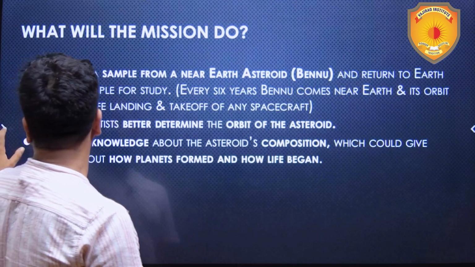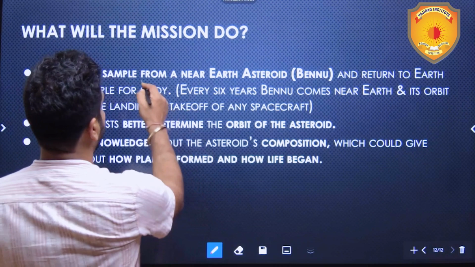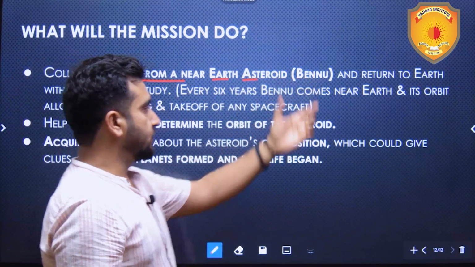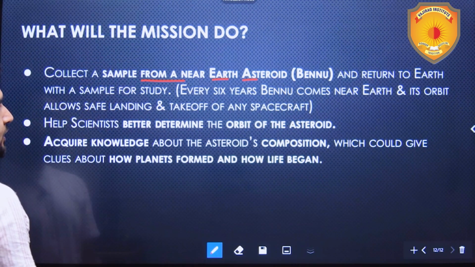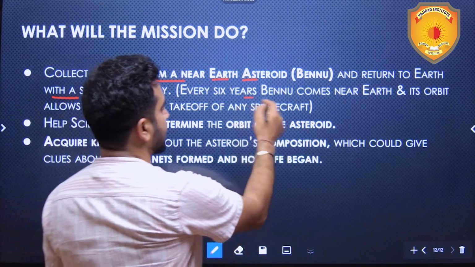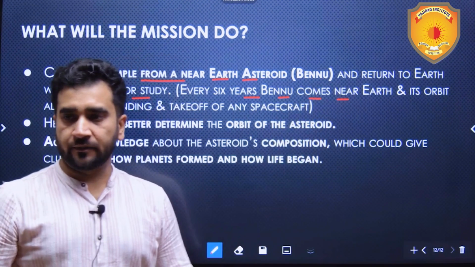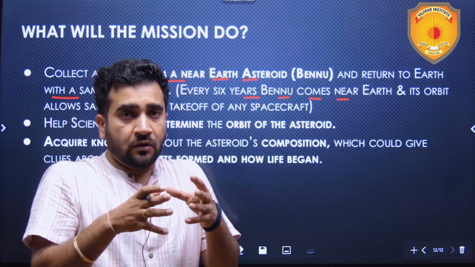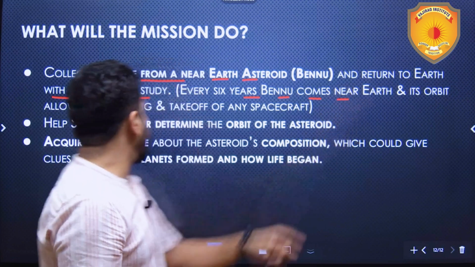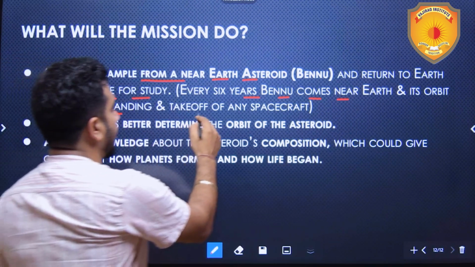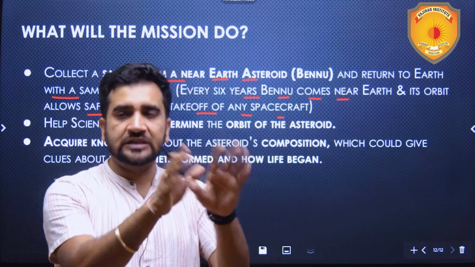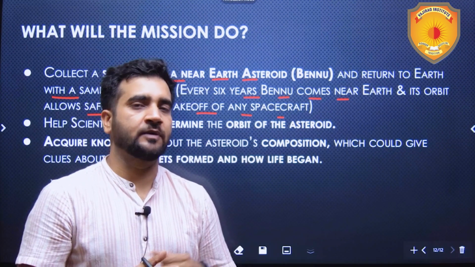Now what will the mission do? Collect a sample from a near Earth asteroid. It is actually what it has done. Bennu, the name of that asteroid, and return to Earth with a sample for study. Now every 6 years, Bennu comes near the Earth, somewhere around 450,000 kilometers from the Earth, and its orbit allows safe landing and takeoff of any spacecraft. That is why this asteroid was chosen. That becomes a reason also.